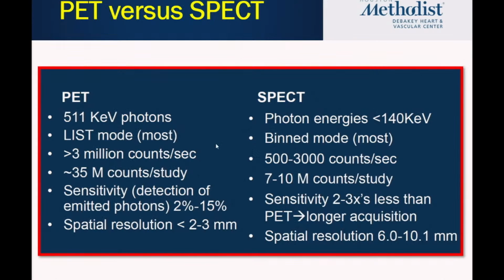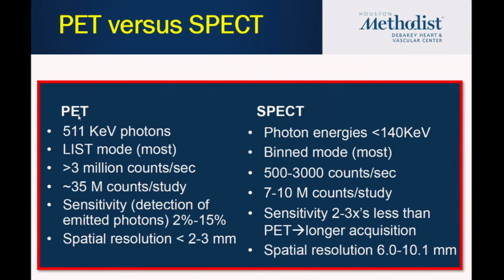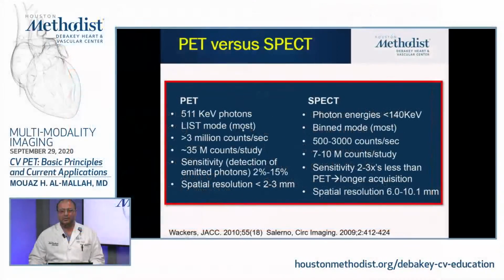So a few words about PET versus SPECT. Hopefully enough of the dry physics. Now we get to the clinical information. So to summarize the differences between PET and SPECT, with PET you have the 511 keV because these photons are coming out at 511. We acquire in list mode acquisition. I'll explain that a little bit later.